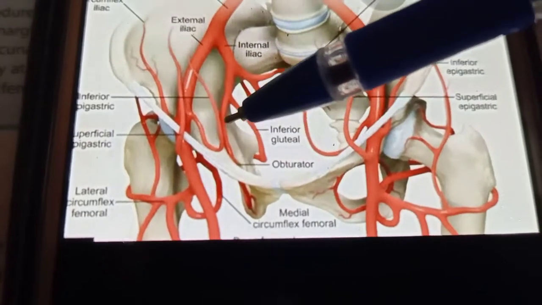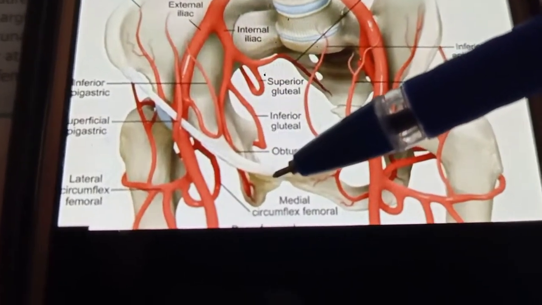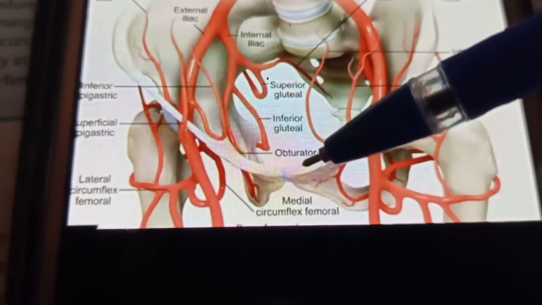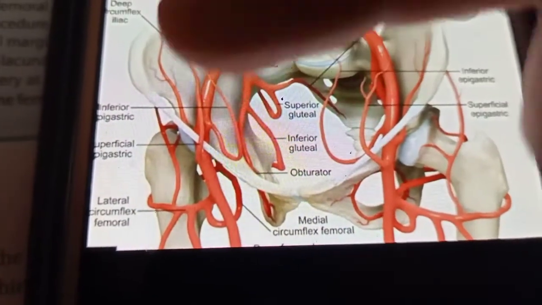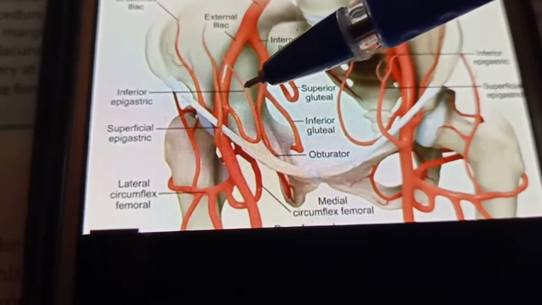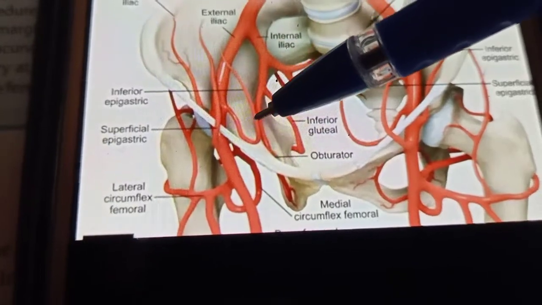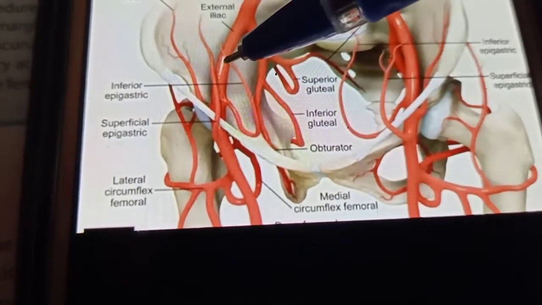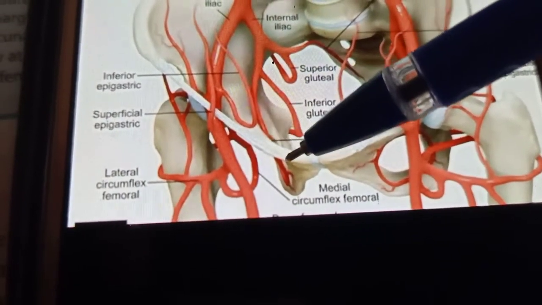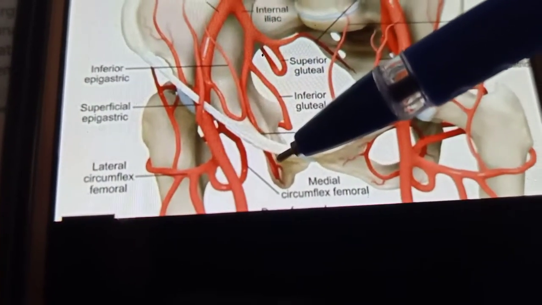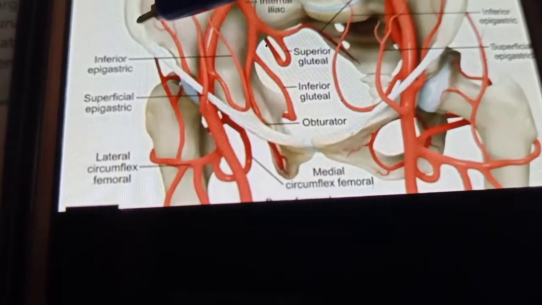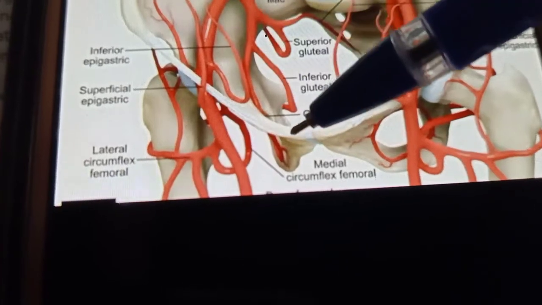The pubic branch runs over the pubis and anastomoses with the pubic branch of the inferior epigastric artery. So see, this is the inferior epigastric artery. See here, down, down. This is obturator artery. This is inferior epigastric artery. So the pubic branch of the obturator artery runs over the pubis and anastomoses with the pubic branch of the inferior epigastric artery.